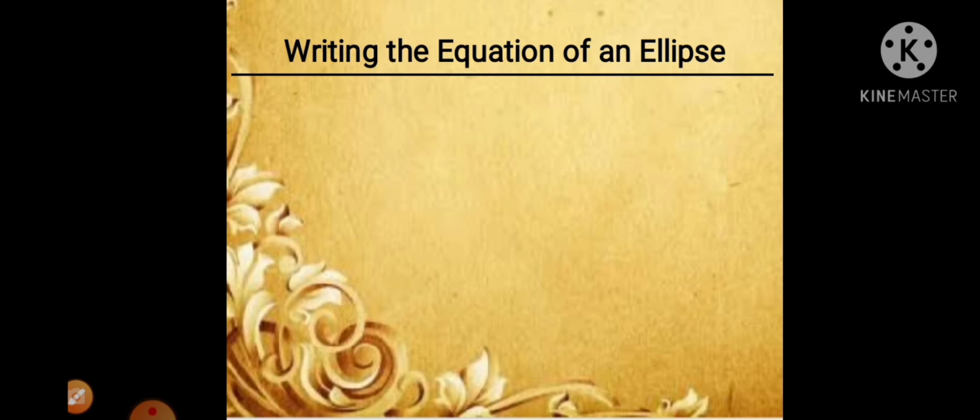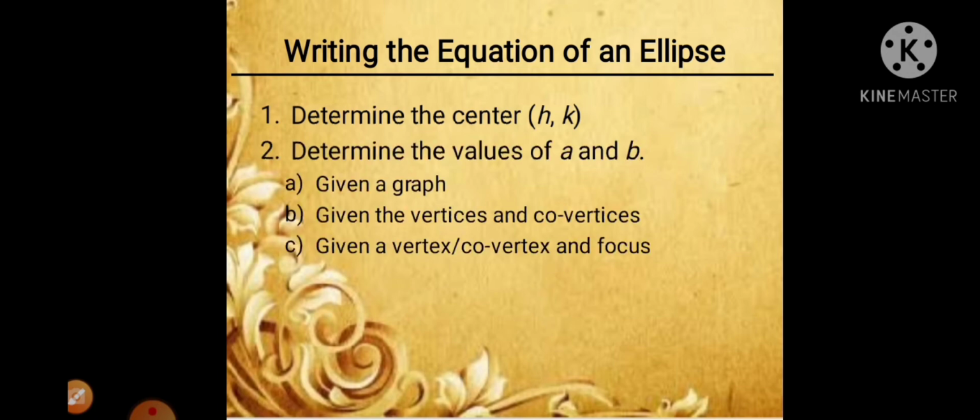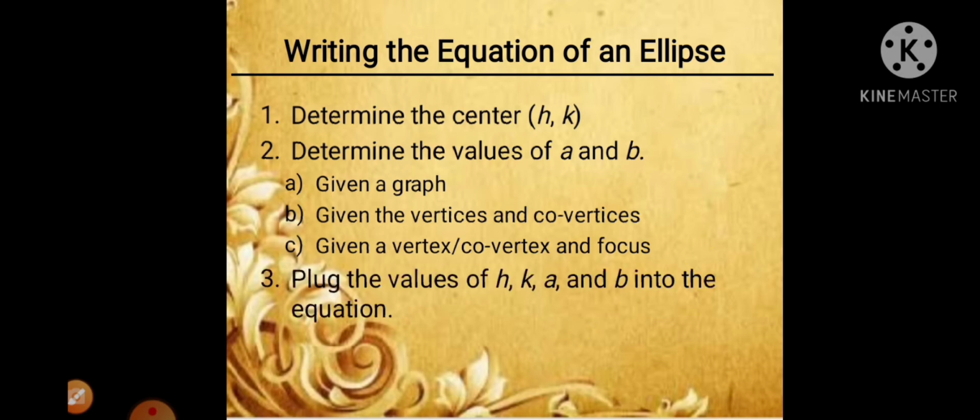Writing the equation of an ellipse. First, determine the center (h, k). Second, determine the values of a and b, given a graph, given the vertices and co-vertices, or given a vertex, co-vertex and focus. And third, plug the values of h, k, a and b into the equation.